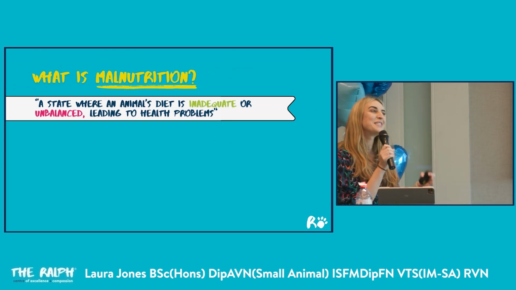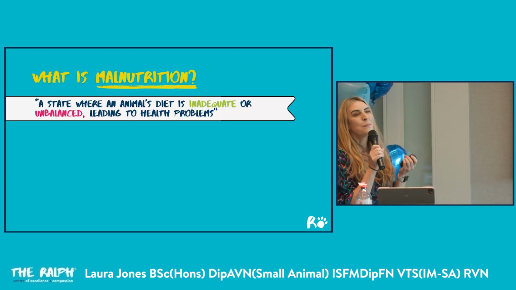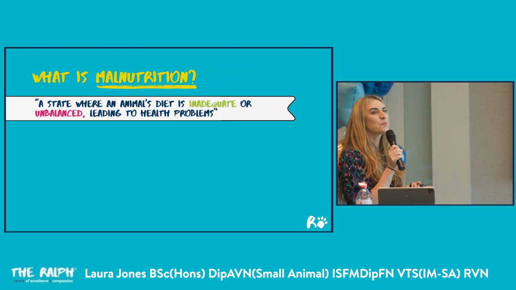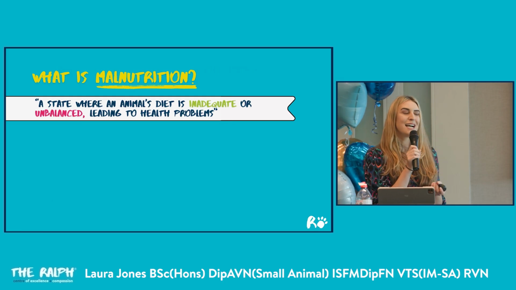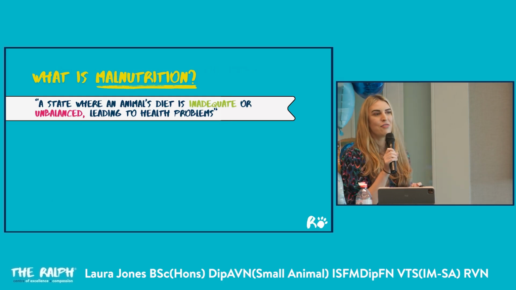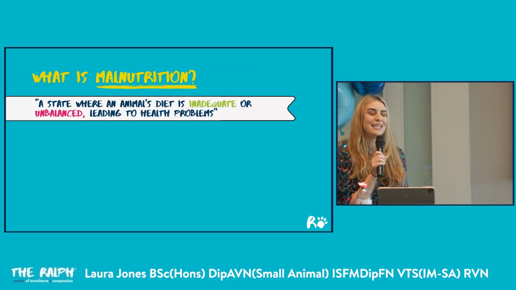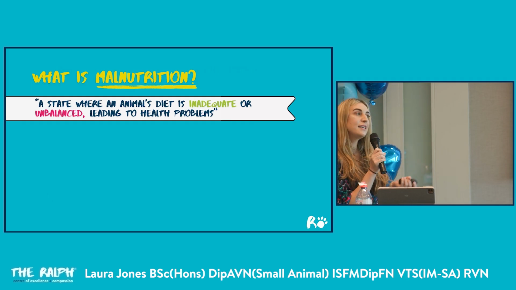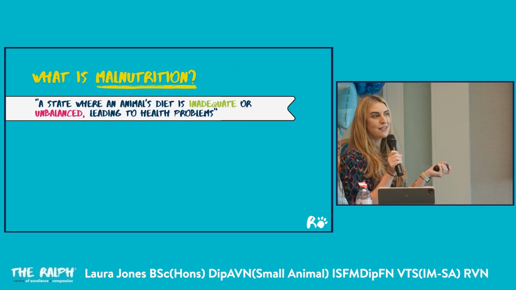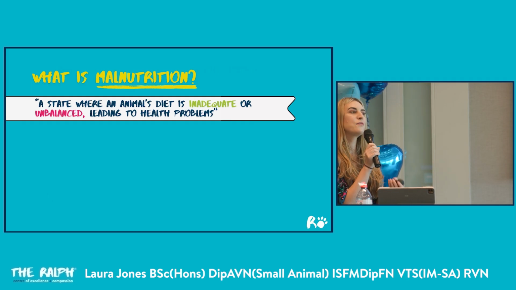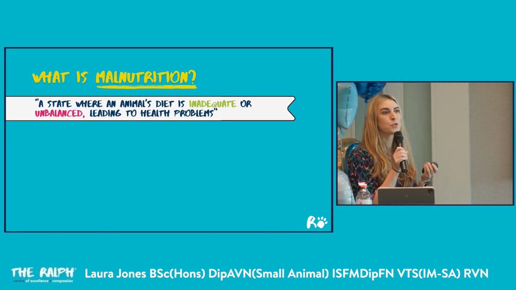So we need to avoid malnutrition in our patients. Malnutrition is defined as a state where an animal's diet is either inadequate or unbalanced, and that inadequacy or imbalance is leading to health problems. Now that technically includes dietary excess as well as dietary deficiencies. However, it's deficiencies that we're going to be talking about today.